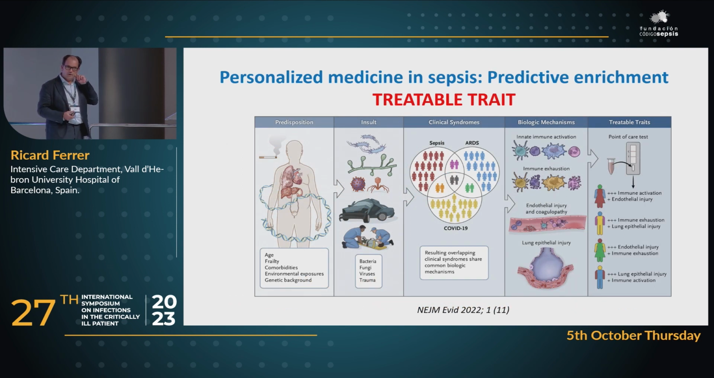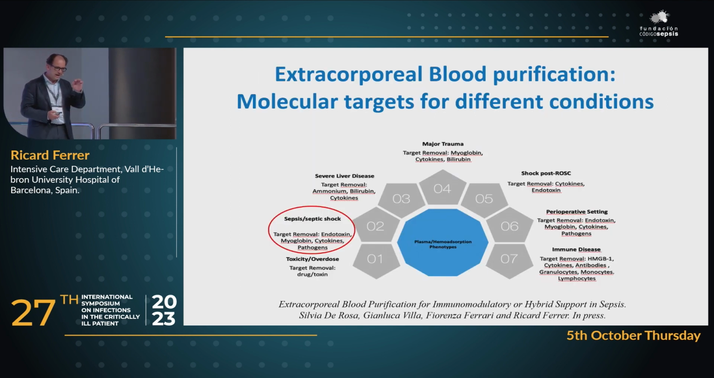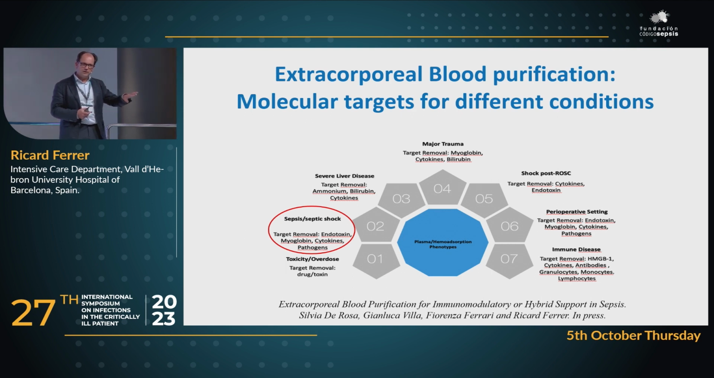We also talked about the need to find treatable traits for patients with sepsis. This is the way to reduce the heterogeneity and go for a subgroup of patients that are quite homogeneous and have a specific target. So this is regarding the infection and the patient.